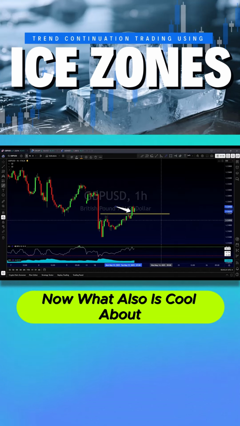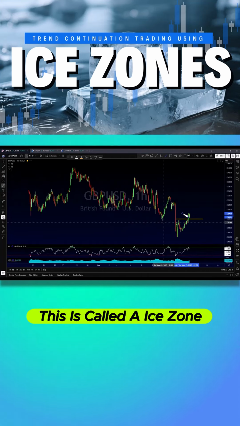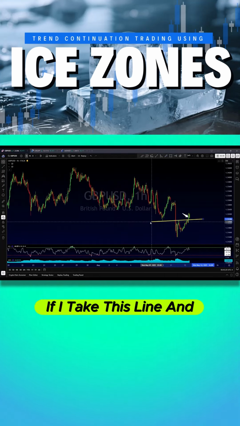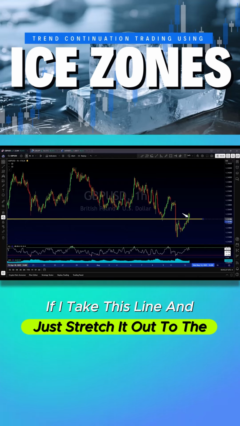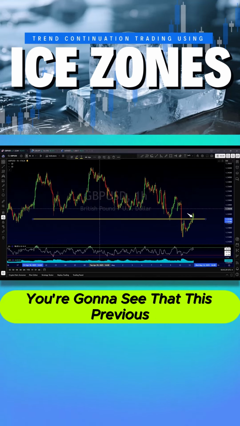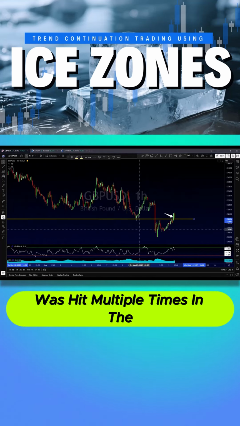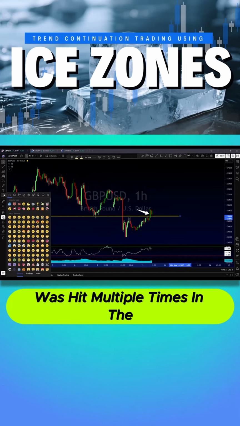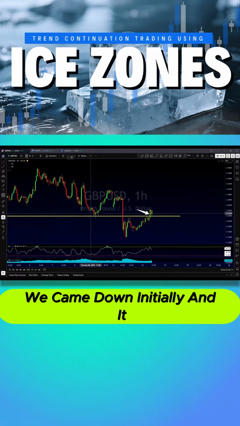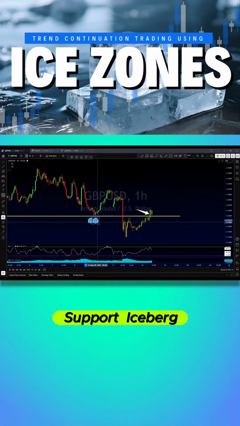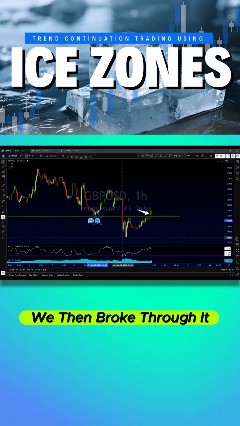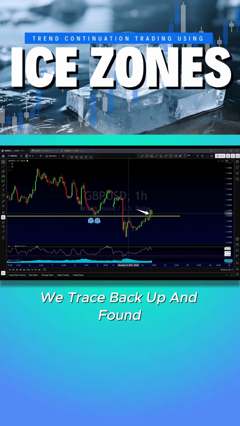Now, what also is cool about this point is this is called an ICE zone, right? If I take this line and just stretch it out to the left, you're going to see that this previous level of structure was hit multiple times in the past. We came down initially and it found support, right? Ice burr, right? We then broke through it, retraced back up and found resistance.